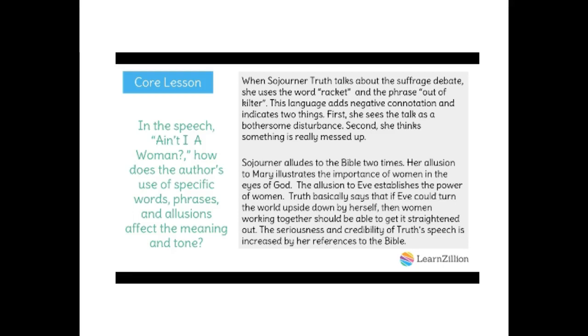Sojourner alludes to the Bible 2 times. Her allusion to Mary illustrates the importance of women in the eyes of God. The allusion to Eve establishes the power of women. Truth basically says that if Eve could turn the world upside down by herself, then women working together should be able to get it straightened out. The seriousness and credibility of Truth's speech is increased by her references to the Bible.